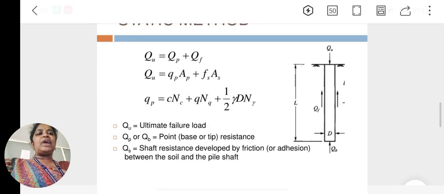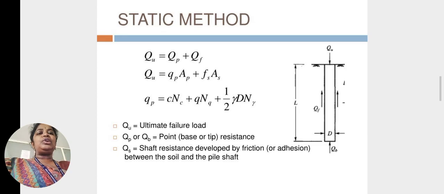And coming to the static method, QU is equal to QP plus QF, and QU means ultimate failure load, QP means point resistance, QF means shaft resistance. This one we had already seen. And QS is shaft resistance developed by friction between the soil and pile shaft.